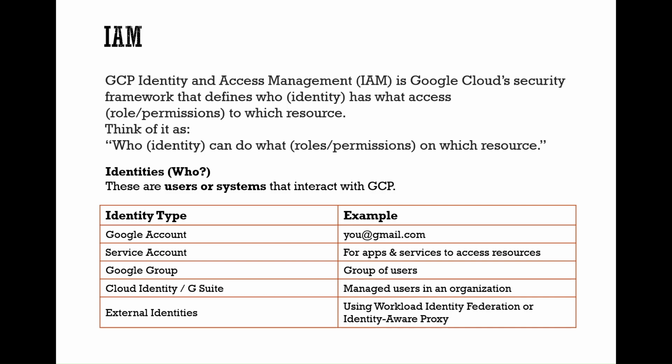It can be anything. I term it like: who can do what on which resource. Here, who is basically the identity, like someone, and the roles and permissions are something you define, and then on which resource the permissions are granted. So this is a quick description.